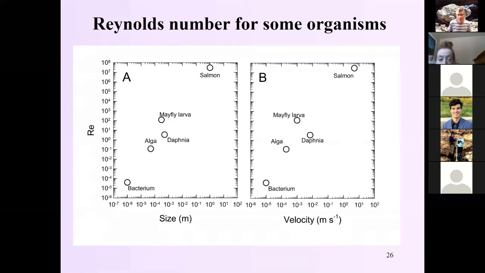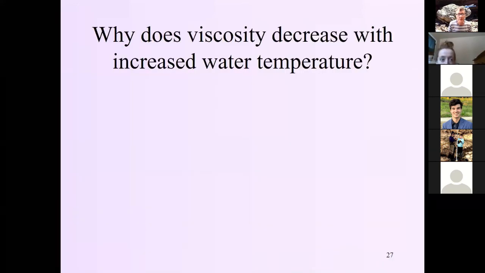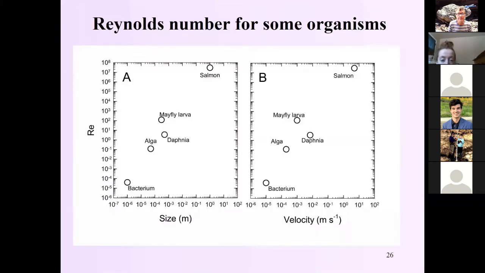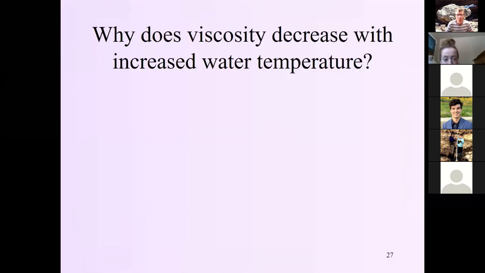This leads to a bunch of different characteristics of the organisms. One of the things that is really obvious is that the salmon has a different shape than these organisms, and the bacterium can be almost any shape. We'll talk about that a little bit. So why does viscosity decrease with increased water temperature?